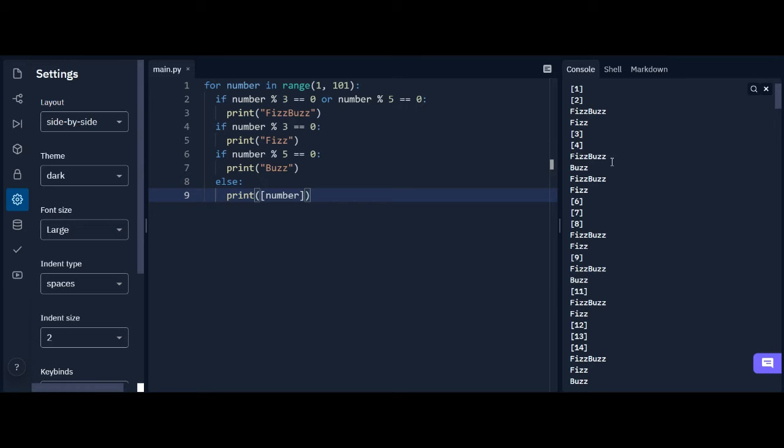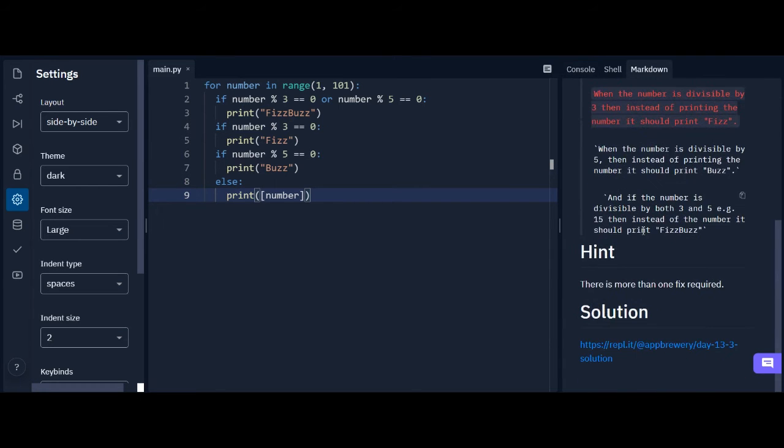So we have, and also it is given as a hint that more than one fix is required. Okay, so let's think. Let's pause the video and you can think. Okay, so let's start with the solution. First you can see, instead of this I can write elif, and instead of this print I can write elif. So I think now it will run.